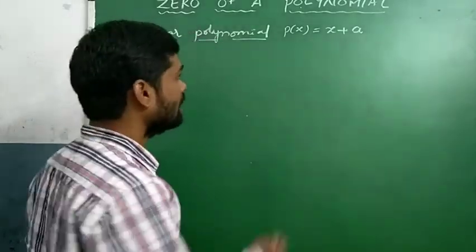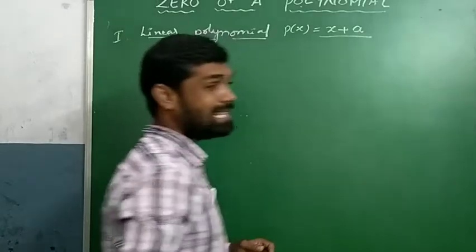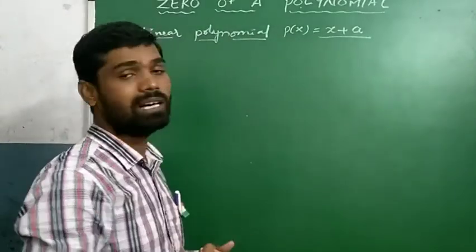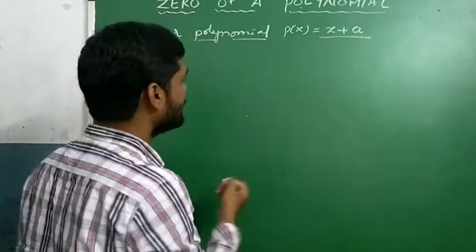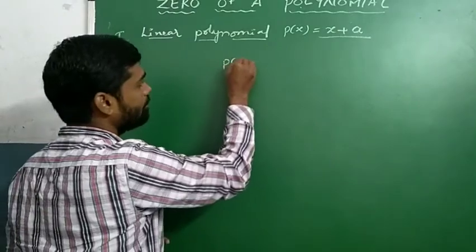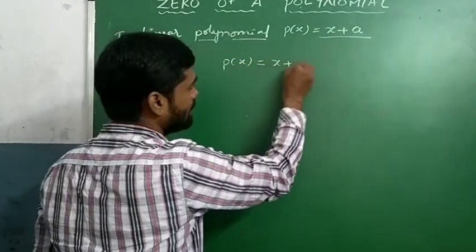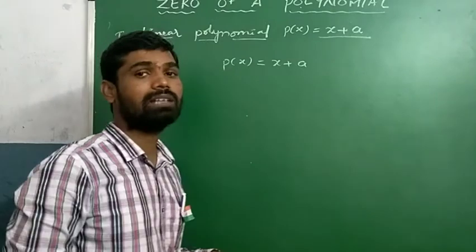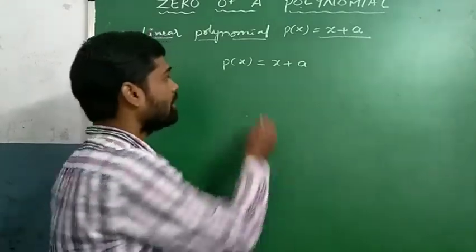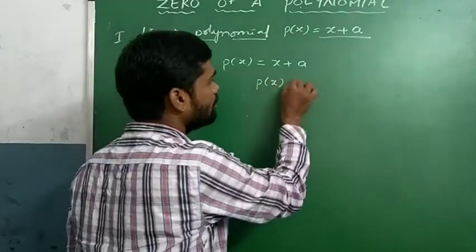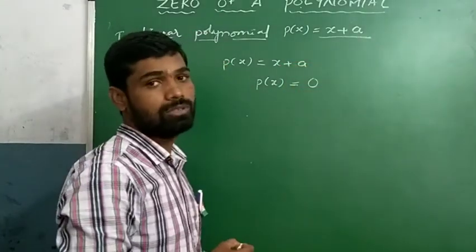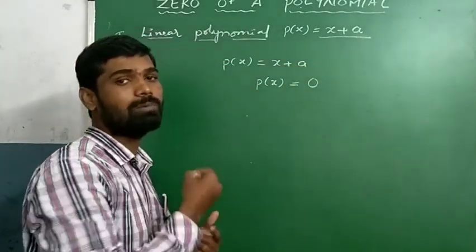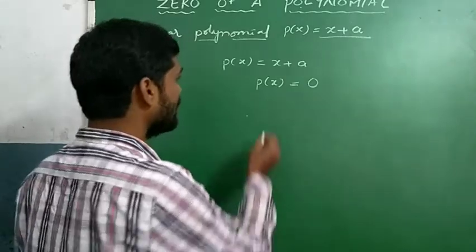polynomial. See, the linear polynomial which has x plus a. So, how to find the zero of this polynomial? Let us see now. P of x is equal to x plus a. So we are going to find the zero of the polynomial, which means we have to make this polynomial equal to 0. So what is the value which makes this polynomial 0? So let us substitute now.